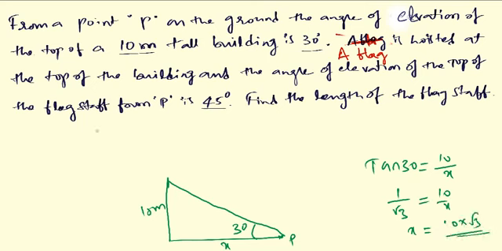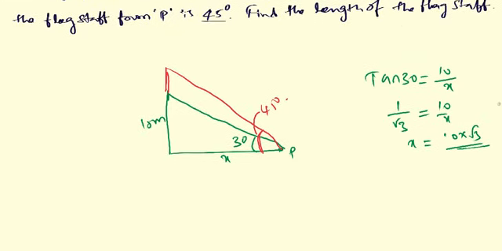And a flag is hoisted at the top of the building. There is a flag hoisted at the top of the building. From here to here there is a flag, and from P, the angle of elevation of the top of the flagstaff is 45 degrees. So this top of the flagstaff to this point, the angle of elevation is 45 degrees in total. Then find the length of the flagstaff. What is the length of the flagstaff is the question, right, friends?